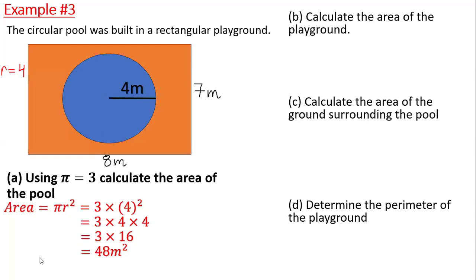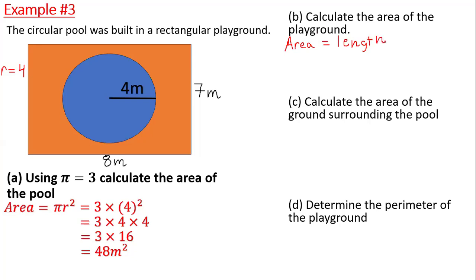So it's gonna be the area of the rectangle. So area is going to be equal to length times width. Let me at least write the word area. Area is going to be equal to length times width, because we're looking at the rectangular shape.